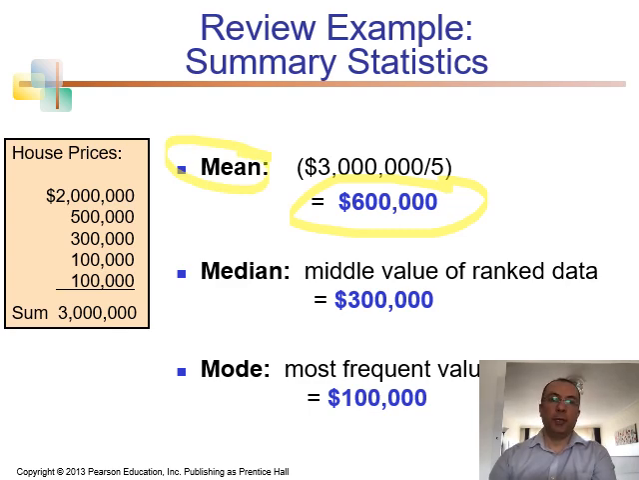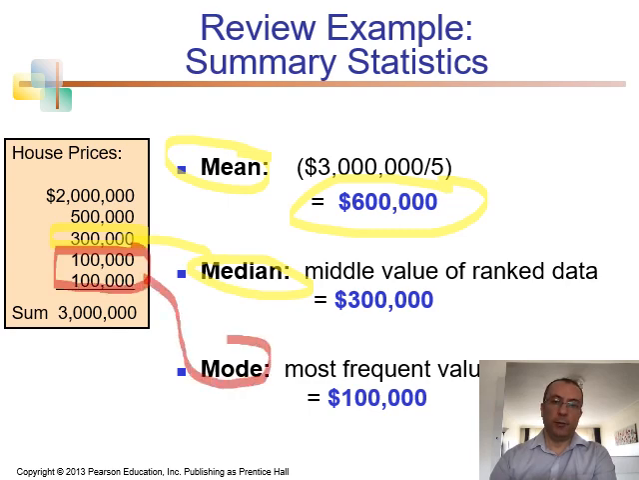Now, for the median, it is the value in the middle. So we look at the middle data. That number is in the middle, and that will give us the median. Now, the mode is the most frequent. So, for example, here, that number 100,000 is repeated twice. That's why it is the mode. It's the most frequent observation.